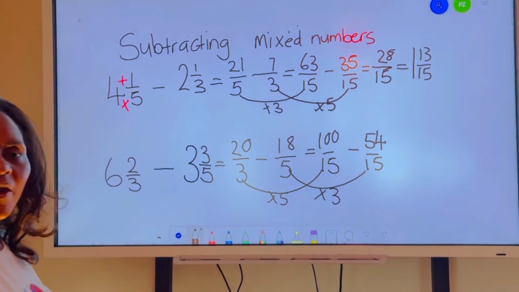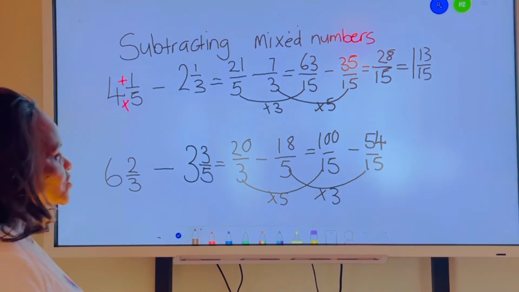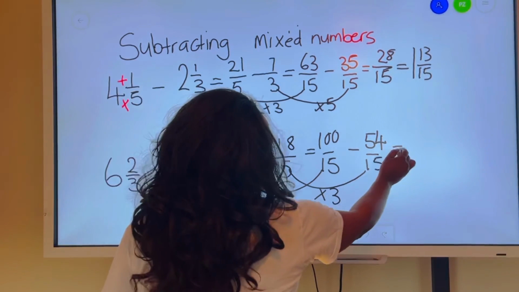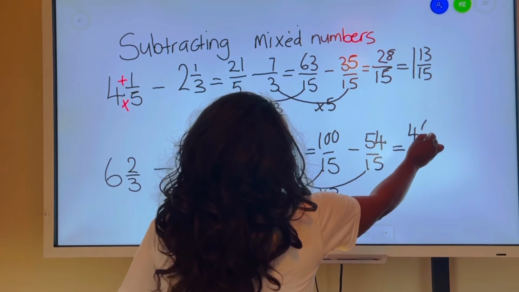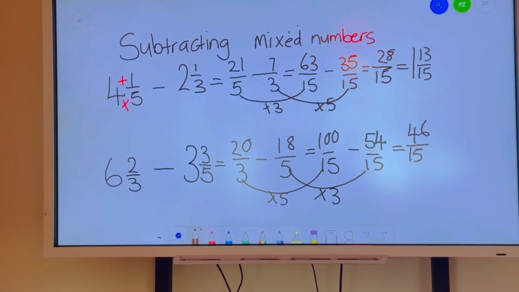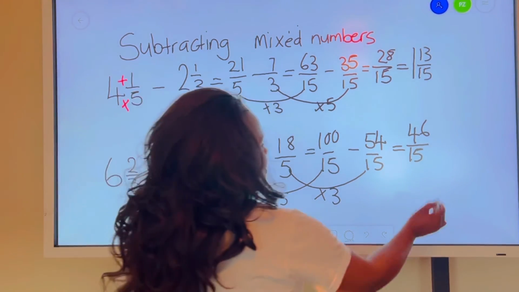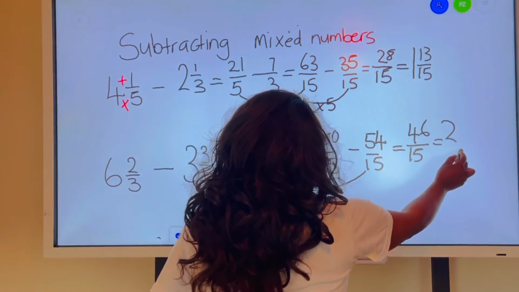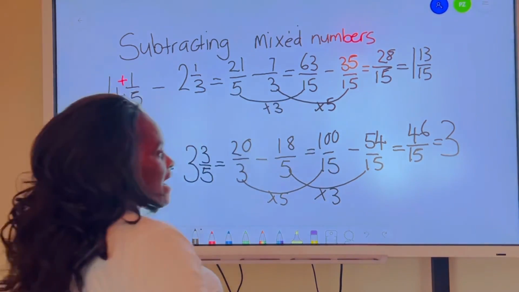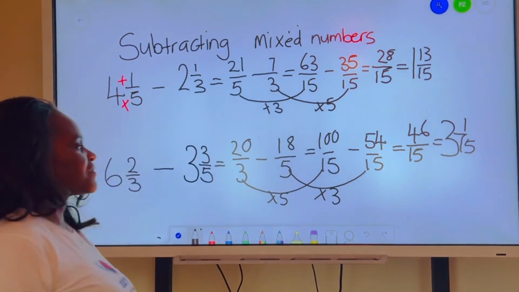Now I have the same denominator. So what I need to do is take away the numerators. 100 take away 54 will give me 46 over 15. Again, that's an improper fraction, and we have to simplify it. How many 15s go into 46? We've got 15, 30, 45. So I can make 3 whole ones, which will give me 45, and my remainder will be 1 over 15. So you've simplified that.